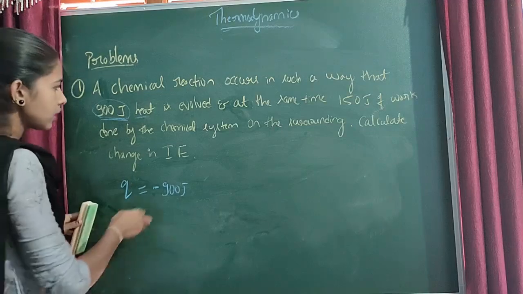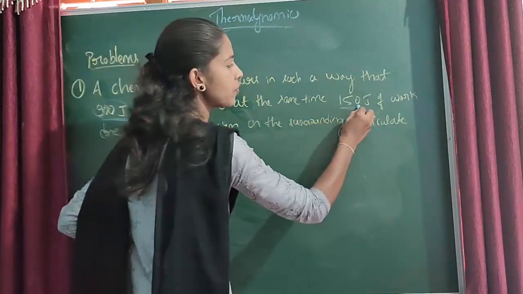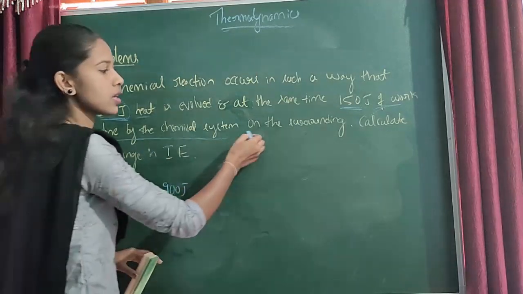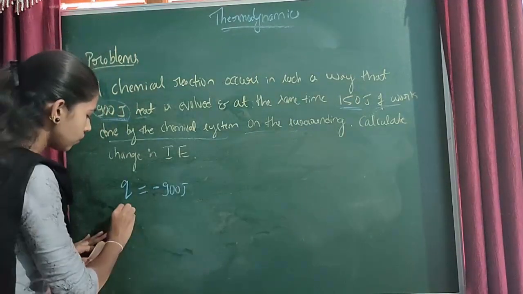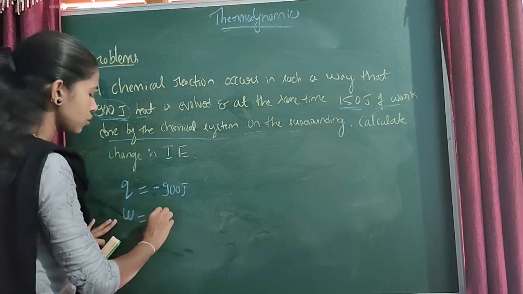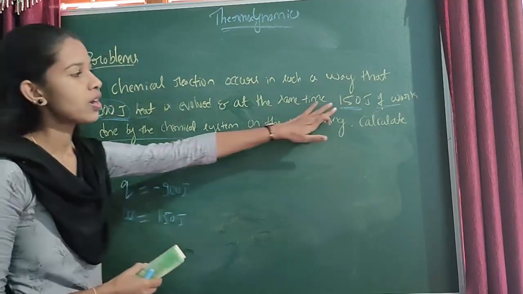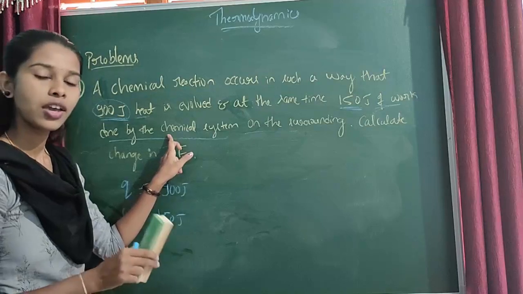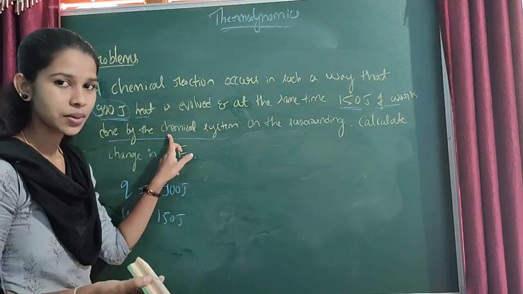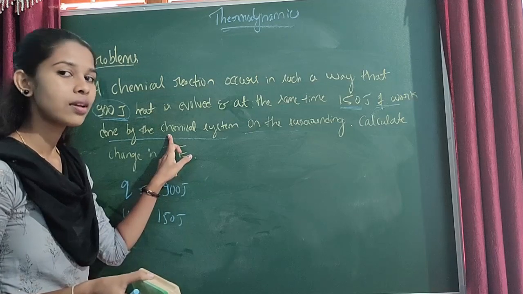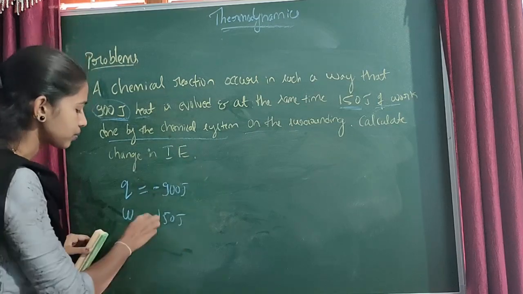Now work. 150 joule of work is done by the system on the surrounding. Here work is represented by W. They mention 150 joule. Here the work is done by the system. If work is done by the system, then what sign we have to take? Positive or negative? Negative.